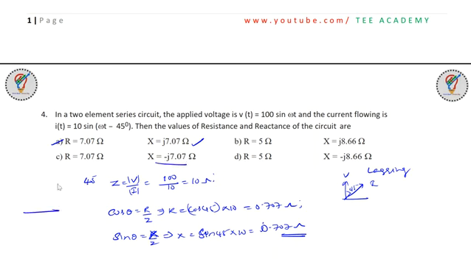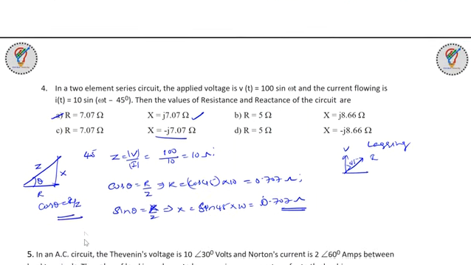If you want to know the triangle, you can draw the triangle like this. Here you can take the angle theta. This is R, this will be reactance X, and here we have Z. So from this we can say cos theta is equal to R by Z. Now we'll move to the next question.